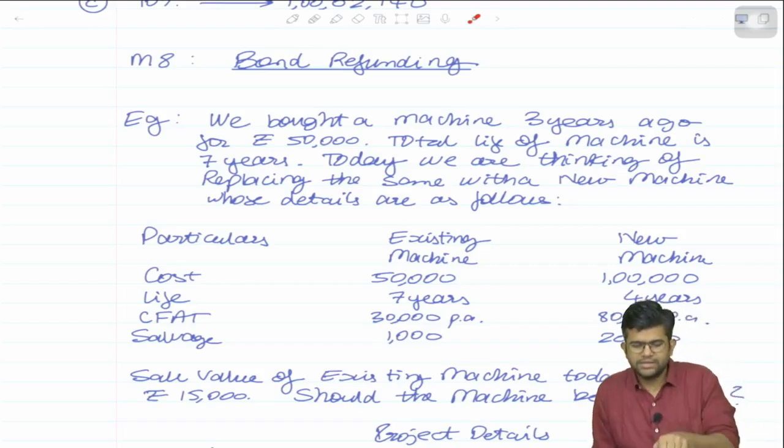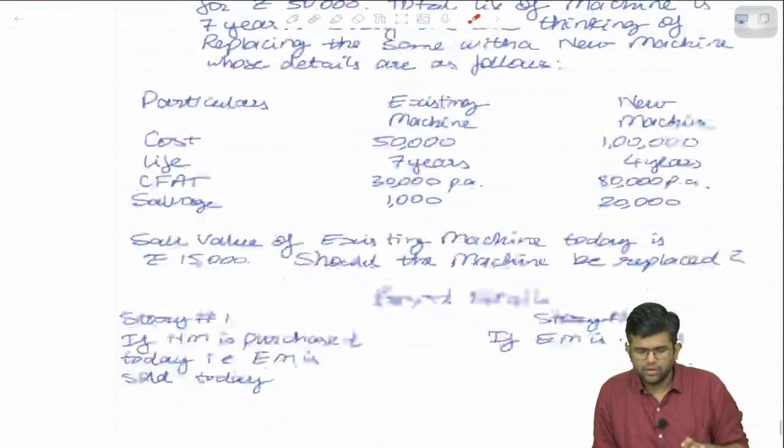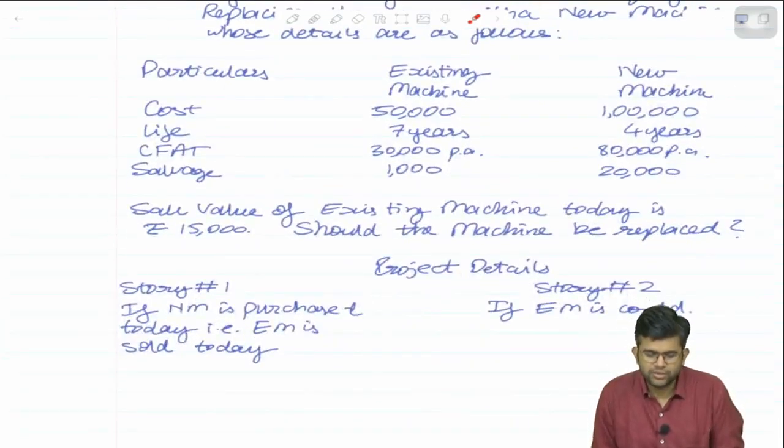So, what is there in this example? Let's read. We bought a machine 3 years ago for rupees 50,000. Total life of the machine is 7 years. Which means from today, this machine has a remaining life of 4 years. Today we are thinking of replacing this machine with a new machine whose details are given below. So they have given all these details to you, and then they say, should the machine be replaced?